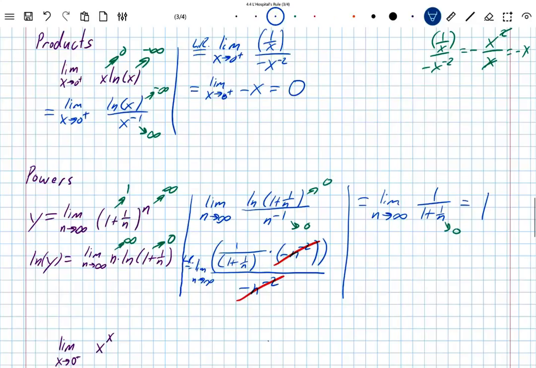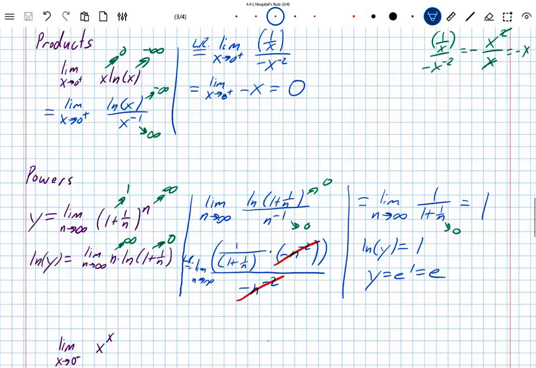Now, I'm not quite done. I'm pretty happy I got this nice 1, but remember what I just found was that natural log of my answer is equal to 1. So if I want to undo that natural log, I need to take e to both sides. So y is equal to e to the 1, which is equal to e. That's it. So after we've solved for that y, this e is our amazing answer.